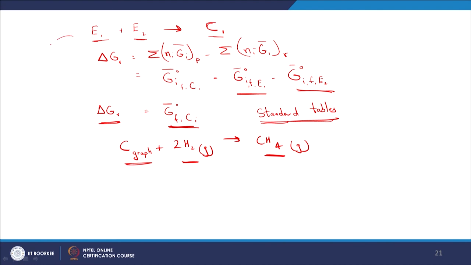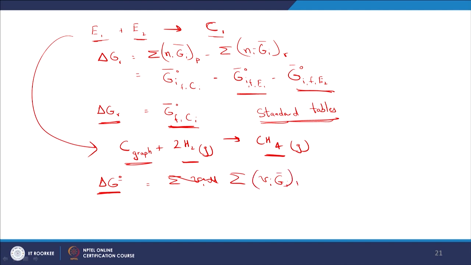So I am just trying to draw a corollary here. So how do I calculate the Gibbs energies of the relevant compounds? So delta G naught, the change in Gibbs energy of this reaction at standard conditions, is equal to, as we know, let us not use mu i here, we are talking about Gibbs energy, so we will talk about Gi bar or Gibbs energy of the products minus the summation of vi Gi bar of the reactants.